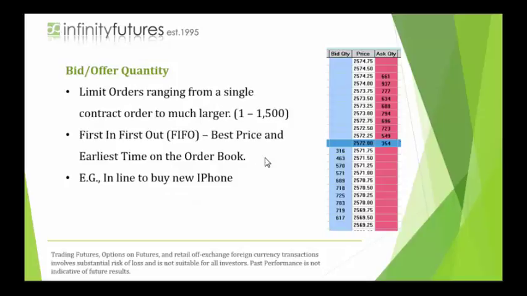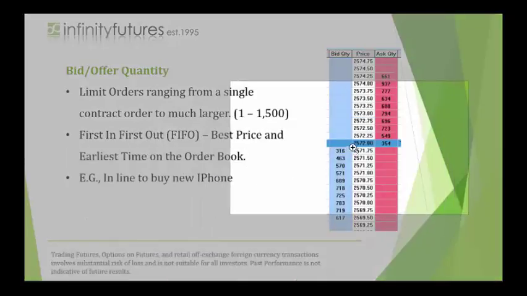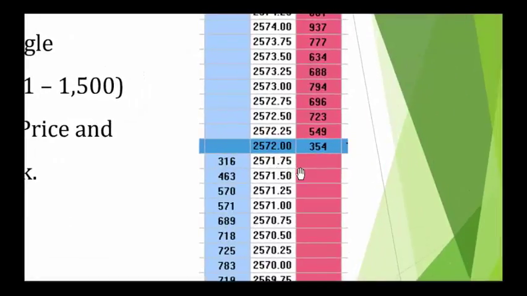Limit orders range from a single contract order to much larger orders, say 1 to 1,500. And we refer to the contract sizes as lot sizes. So a trader might initiate a 2-lot trade, a 1-lot trade, a 5-lot trade, a 10-lot trade. And these limit orders go into the order book on a first come, first serve basis. It doesn't matter if you're an institution, an individual trader, a speculator, a commercial hedger, whatever it is, when you send a limit order to the exchange, it gets to the order book and is in line on a first come, first serve basis.